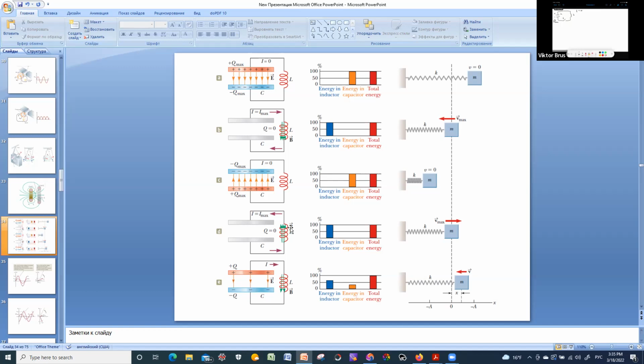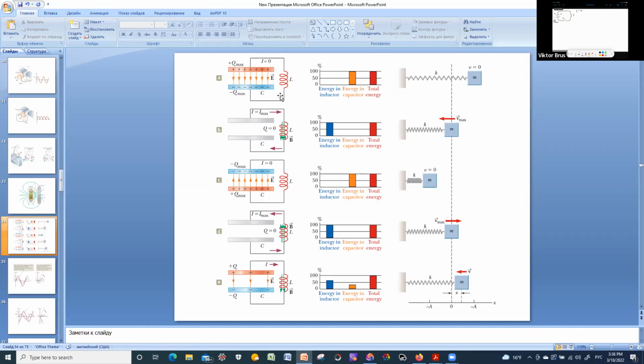So this is very similar to the system which we considered in the previous semester, a spring mass system, when we have transformation between kinetic and potential energy, assuming that there is no friction, and that's why there is no dissipation of energy. So similar will be also for this LC circuit.